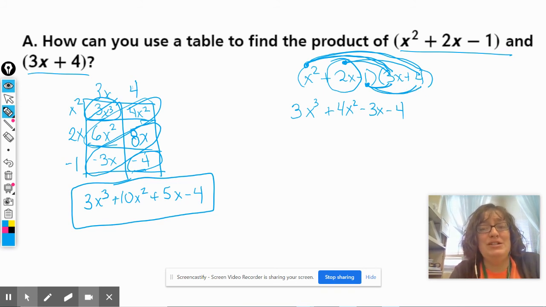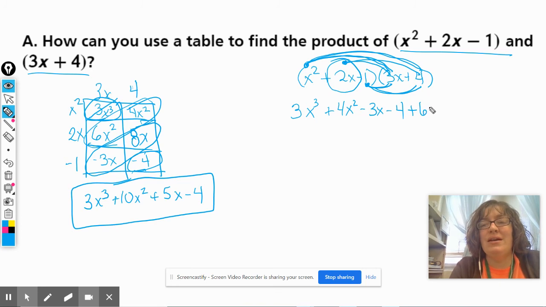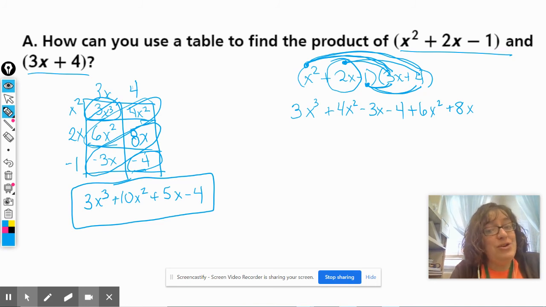So in order for me to do this, I would need to add 2 more parts here. The 2x times 3x, that would give me 6x squared. And the 2x times 4, that would give me 8x. So I can use the FOIL method here. I just can't stick with just those 4 letters. I have to make sure I use all of the pieces.